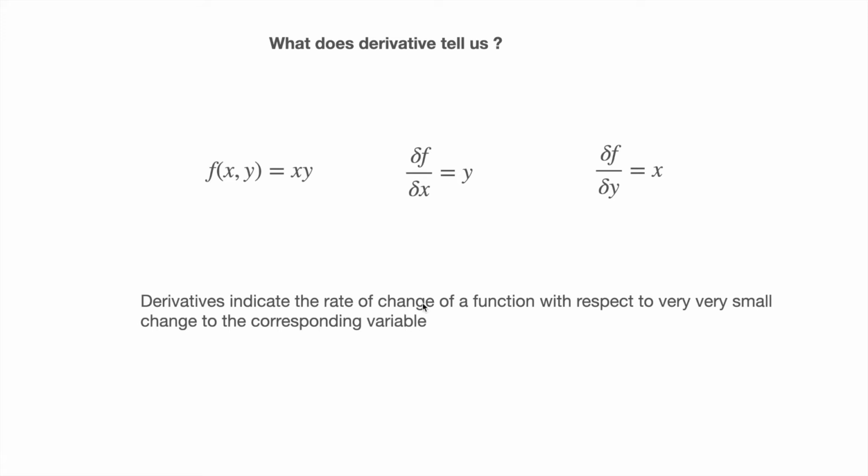Derivatives indicate the rate of change of a function with respect to a very small change in the corresponding variable. So here this is the function we have, which is x into y, and we are saying that the partial derivative with respect to x is y. That means if we change the value of x by a very small amount, then the whole value of this output changes by this amount. So that's what this partial derivative tells us, and this is what we call gradients.